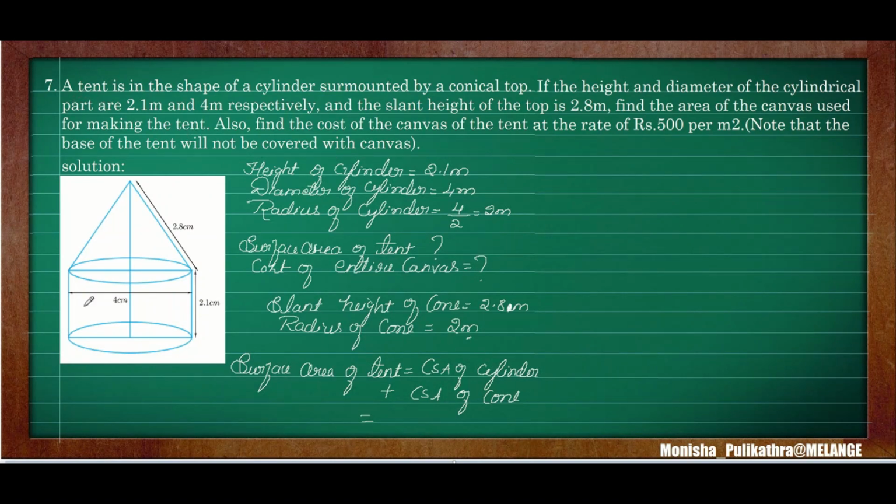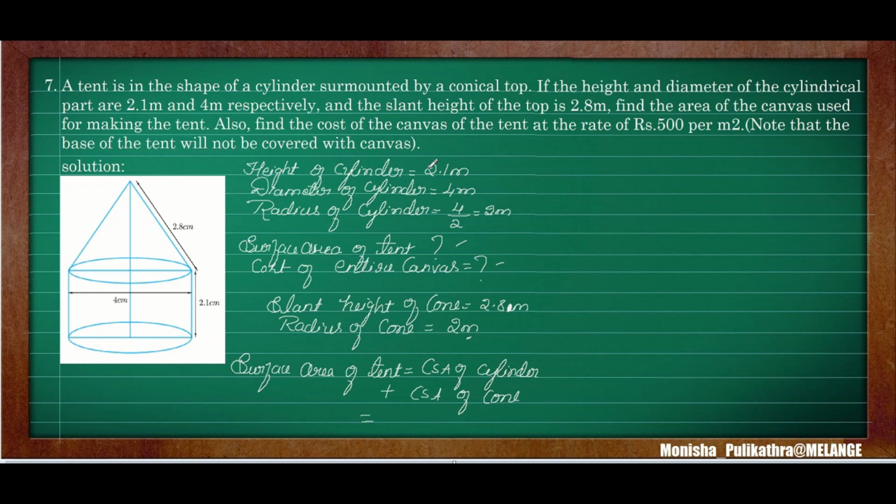Here the entire diagram is a tent. A tent is in the shape of a cylinder, so the base is a cylinder surmounted by a conical top. The height of the cylindrical part is 2.1 meter, which I have written in the data, and the diameter of the cylinder is 4 meter. Then the radius of the cylinder will become 4 by 2, which is equal to 2 meter. Here we have to find the surface area of the entire tent and the cost of the canvas used to cover the tent. These are the two things we need to find.